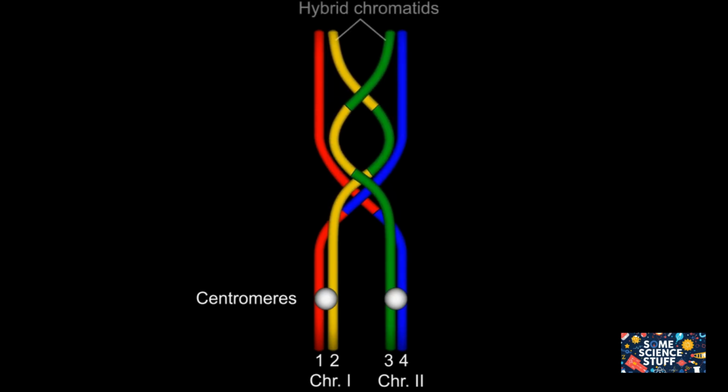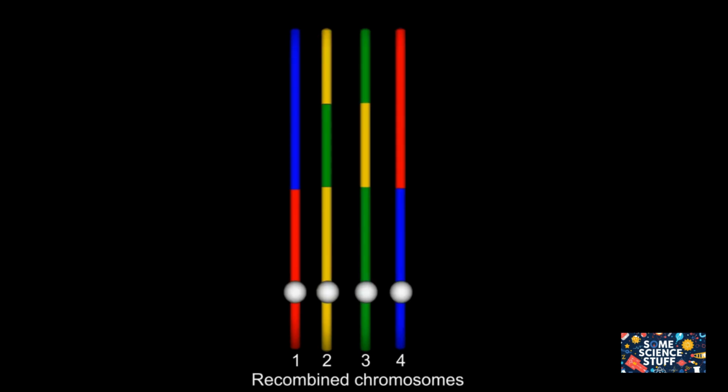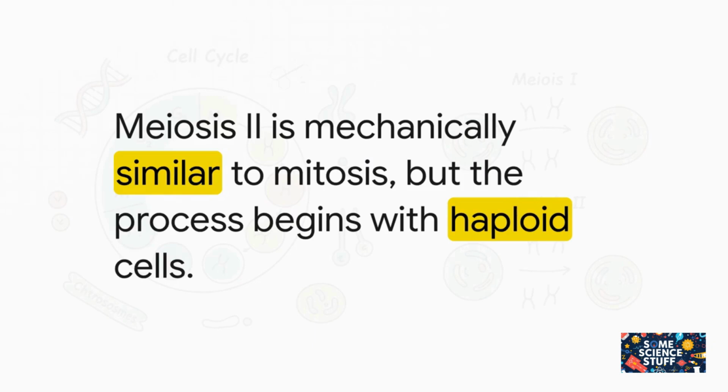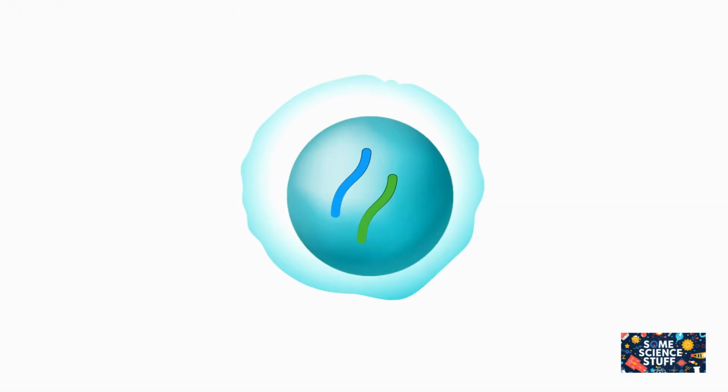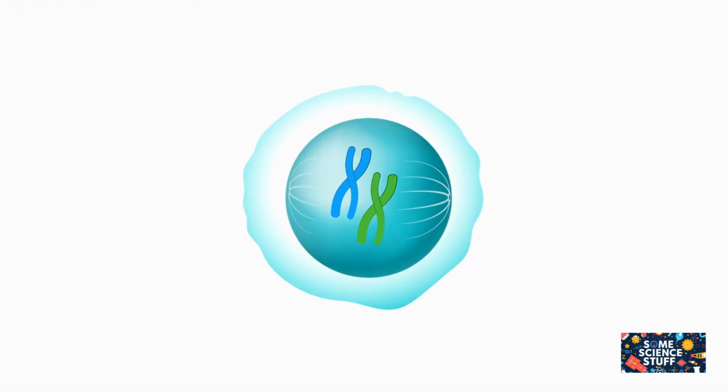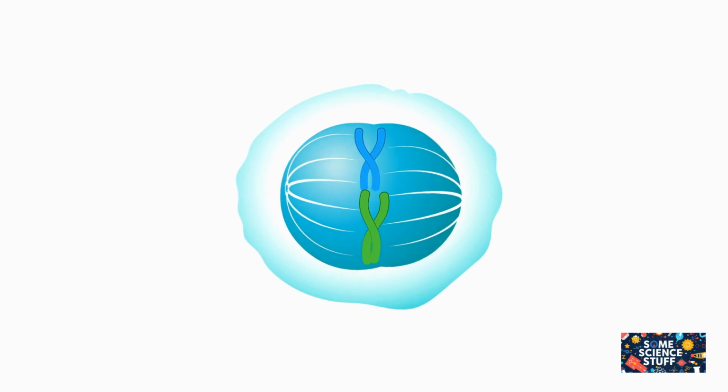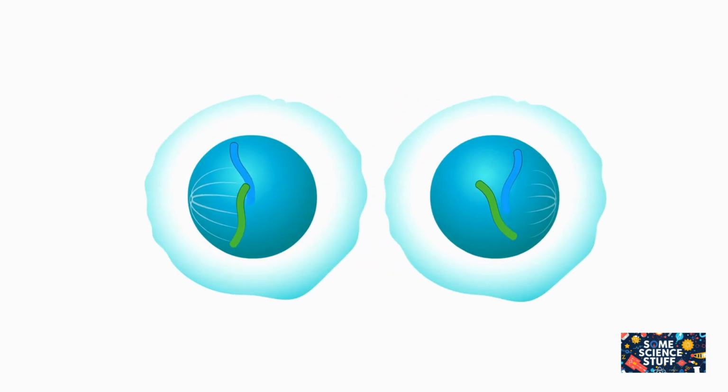This genetic shuffling creates brand new combinations of genes, and it's the fundamental reason why you and your siblings aren't identical clones. Okay, here's another pro tip for your exam. That second round, meiosis 2, it actually looks a lot like mitosis. The chromosomes line up in the middle, the sister chromatids get pulled apart. It's all very familiar. The big difference is that the cells going into meiosis 2 are already haploid. They already have half the number of chromosomes to begin with.